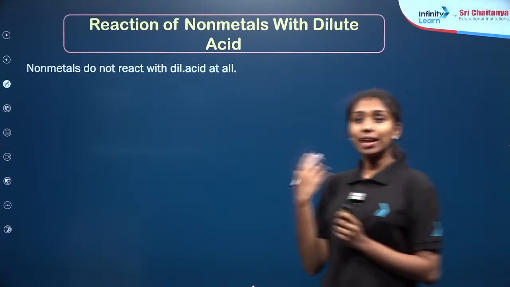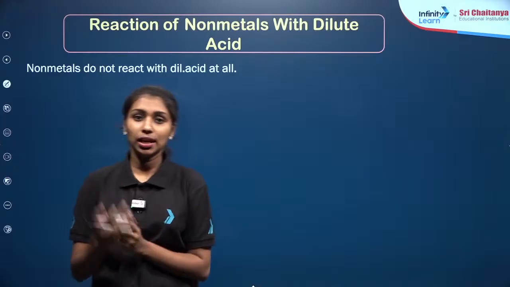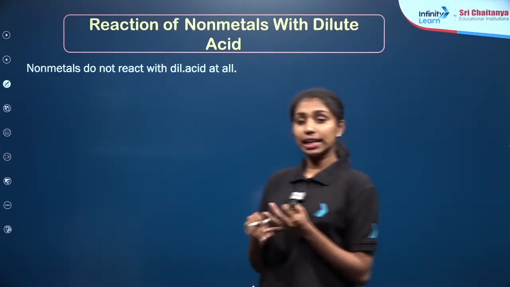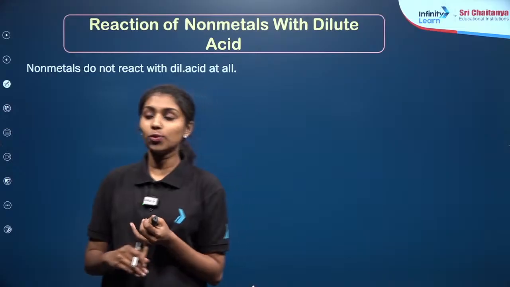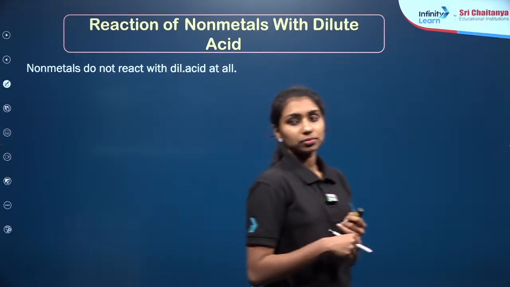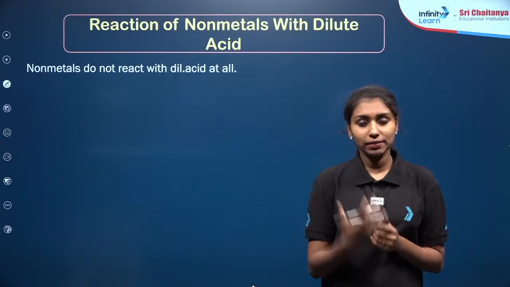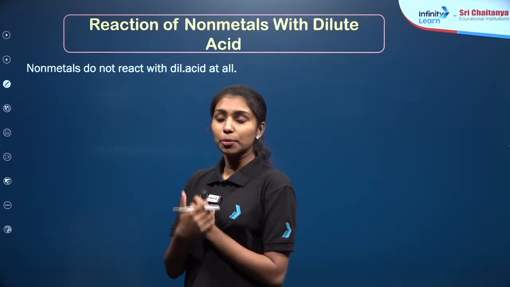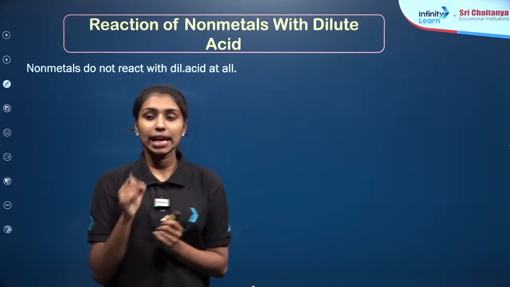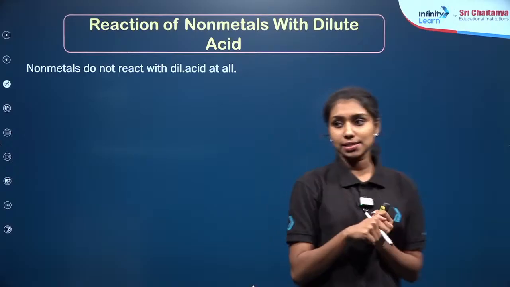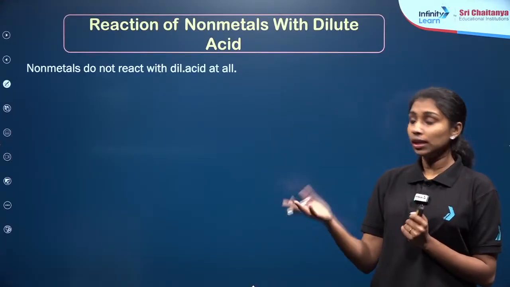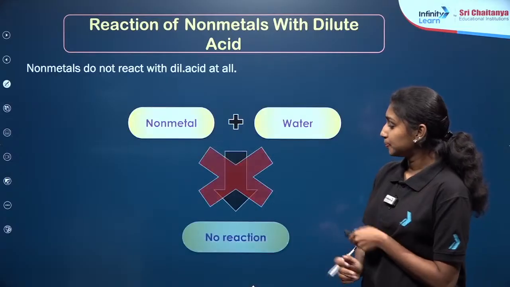Now, what will happen in the case of non-metals? As we already saw, the reaction of non-metals with oxygen and water, right? If the non-metals are reacting with oxygen, they will produce acidic oxides. If they are reacting with water, there will not be any reaction, as discussed in the last class. Similarly, if you are reacting non-metals with acid also, there will not be any reaction. Clear?